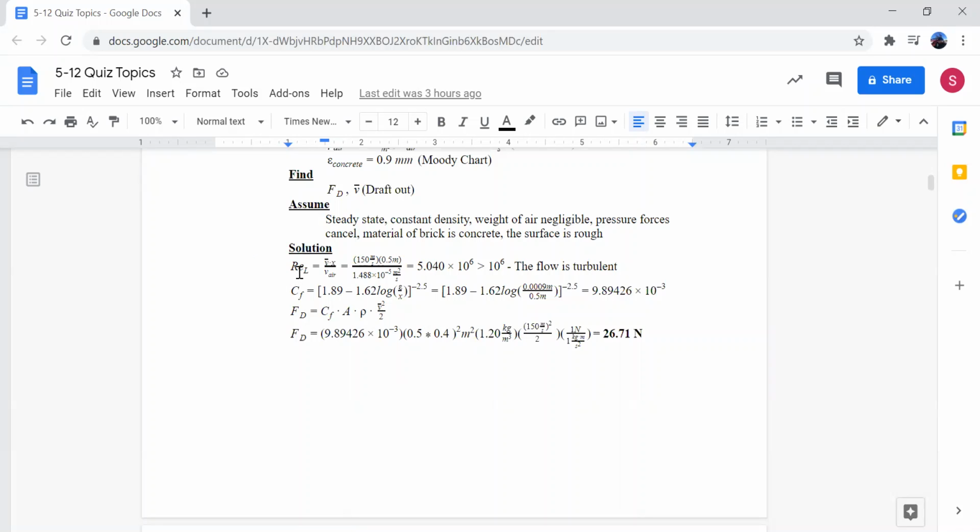Using the Reynolds number at L, we can plug in the velocity, the distance from the leading edge, and the dynamic viscosity of air, and we get that this value is greater than 10 to the 6th, meaning that this flow is fully turbulent. For fully turbulent flow over a flat plate, the CF value is equal to this equation here. We can plug in the epsilon value for concrete and the distance from the leading edge, and we get this value. Then we can plug that CF into this drag force equation, and that's how you get the drag force.